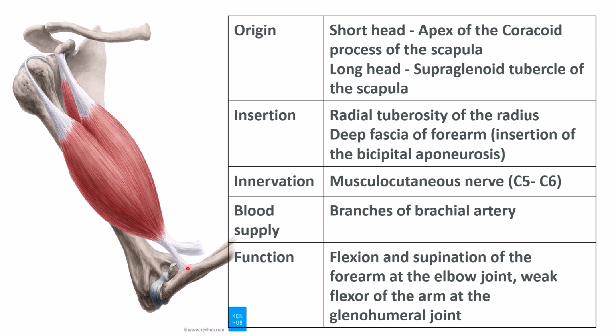The biceps brachii inserts into the radial tuberosity of the radius, as well as in the deep fascia of the forearm. It is innervated by the musculocutaneous nerve, and its blood supply is from branches of the brachial artery. Its action or function is to flex and supinate the forearm at the elbow joint. It is also a weak flexor of the arm at the glenohumeral joint.